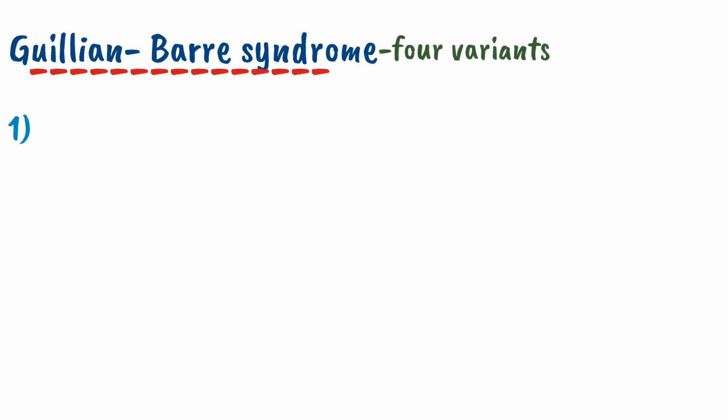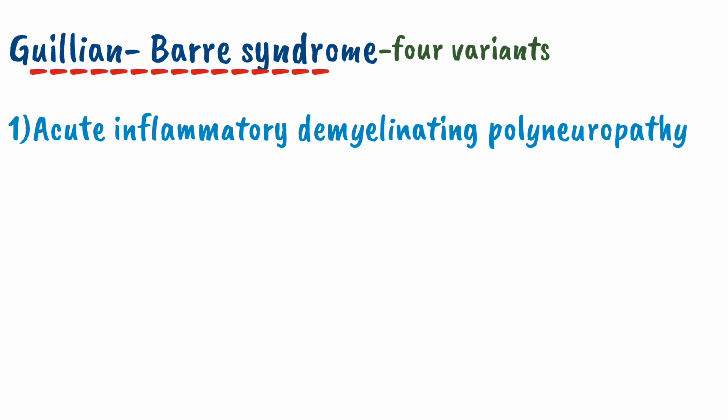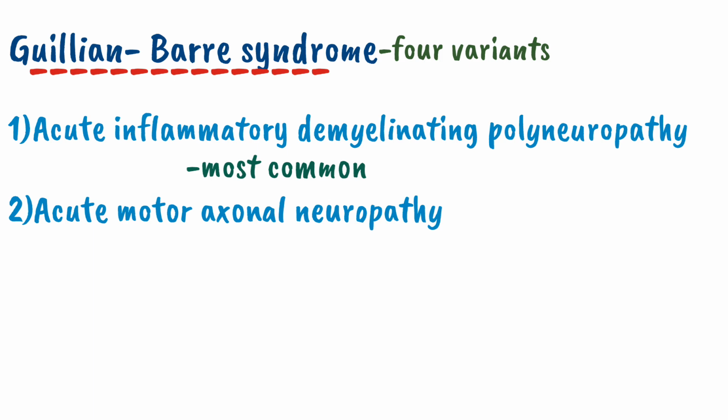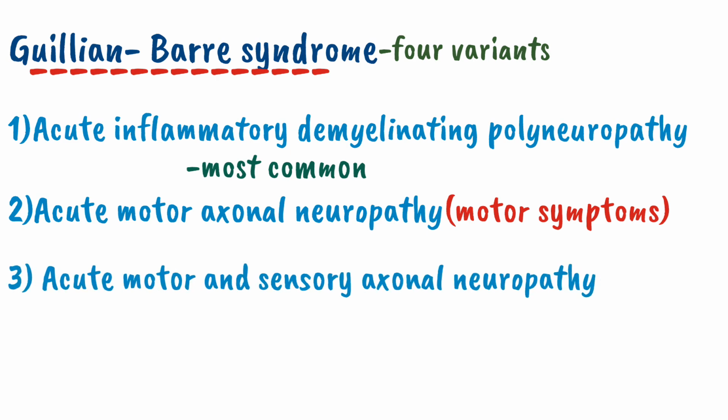The first one is acute inflammatory demyelinating polyneuropathy. It is the most common variant. The second one is acute motor axonal neuropathy. In this, the patient presents with motor symptoms and there will be no sensory feature. The third one is acute motor and sensory axonal neuropathy. In this variant, there will be more sensory features.